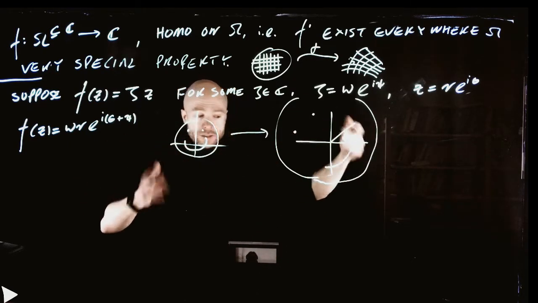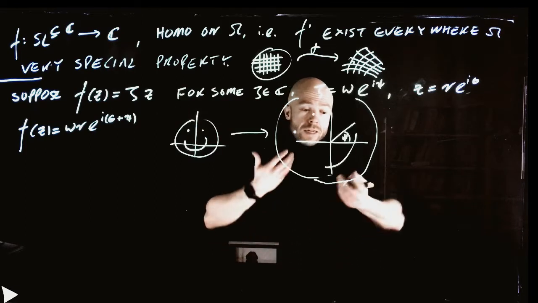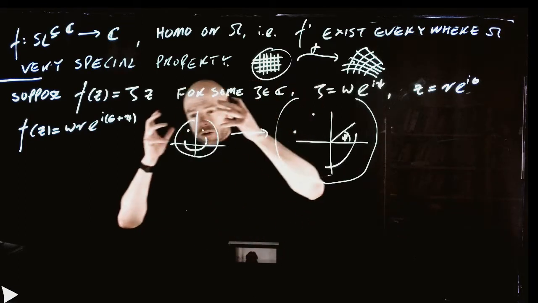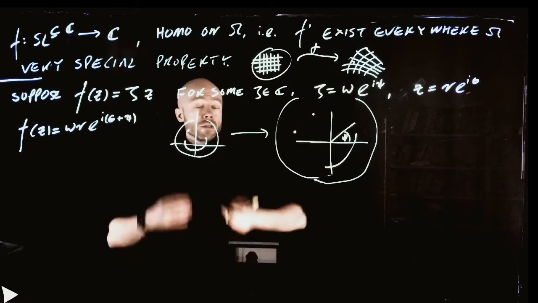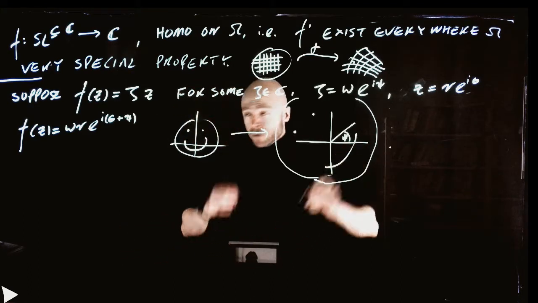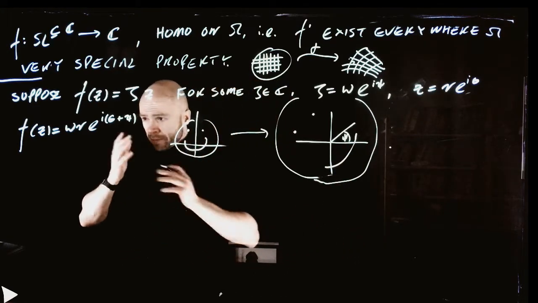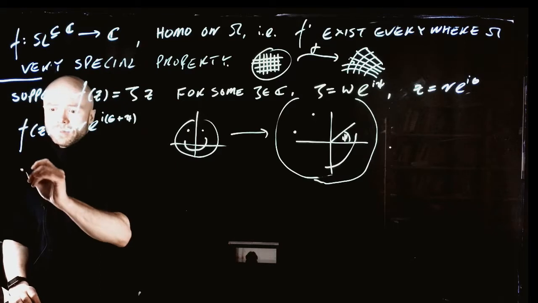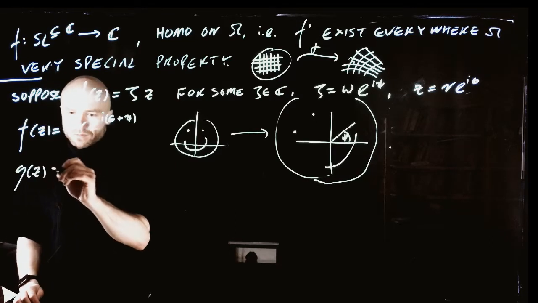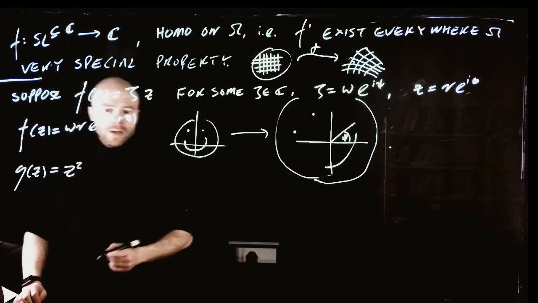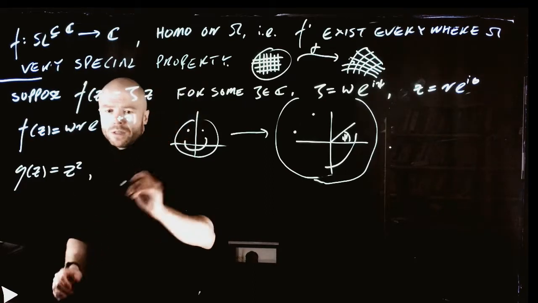It's the same as a linear mapping, where the gradient of the linear mapping is a conformal matrix. Okay, so that's super simple. Let's take something a little bit less simple. Let's do g of z equals z squared. Let's see what that does.